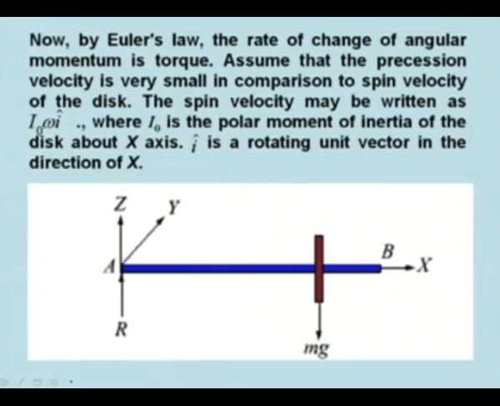Assume that the precession velocity is very small in comparison to spin velocity. Then the spin momentum may be written as I0 omega i. I0 omega i is the spin momentum along the spin velocity direction, where I0 is the polar moment of inertia of the disk about the x-axis and i is a rotating unit vector in the direction of x.